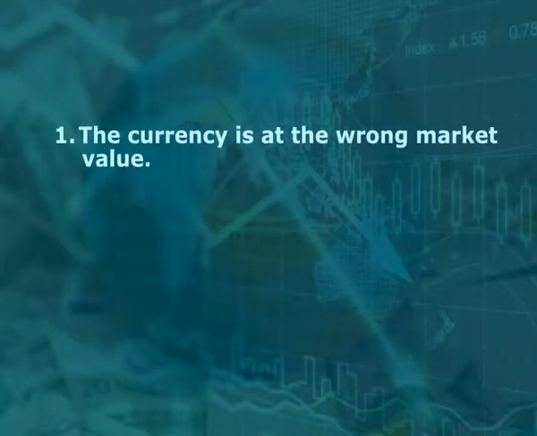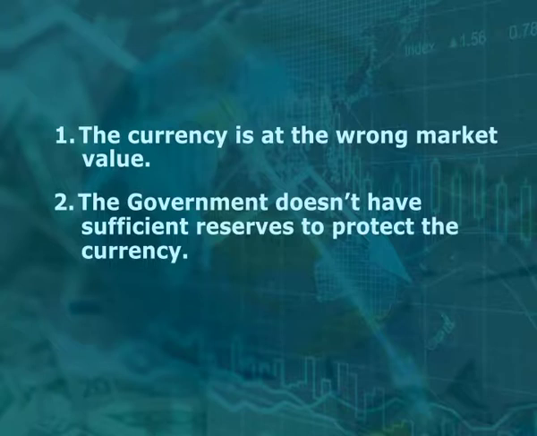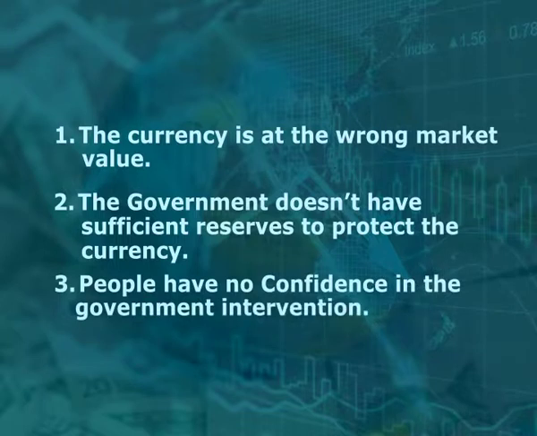According to Economics Help, an online source, a fixed exchange rate can be a victim of speculation if the following 3 conditions apply. The first, the currency is at the wrong market value. Second, the government does not have sufficient reserves to protect the currency. And third, people have no confidence in the government intervention.